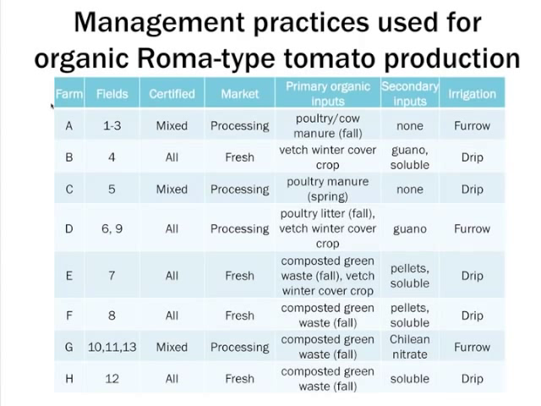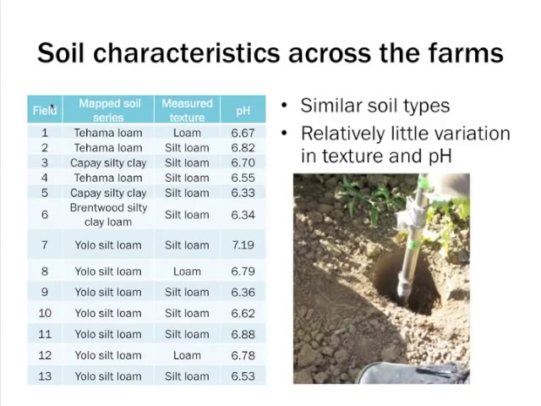Most farms also applied some sort of secondary input, such as seabird guano or a soluble product like a fish emulsion. And all of the fresh market growers used drip irrigation, while the processing growers used furrow irrigation, with one exception. There were pretty similar soil types across the 13 fields, and you'll see here now that I've labeled the fields from 1 to 13, as opposed to grouping them by the farm.